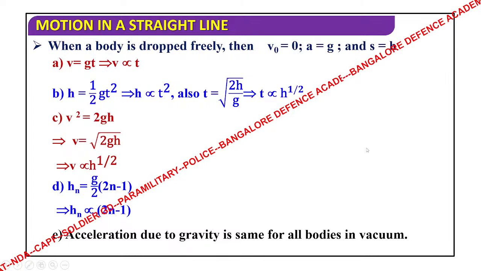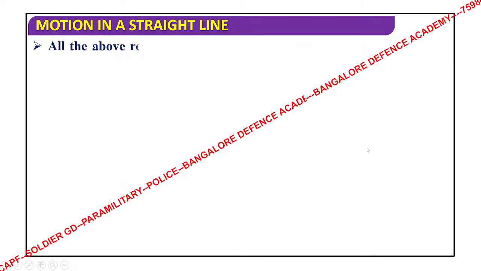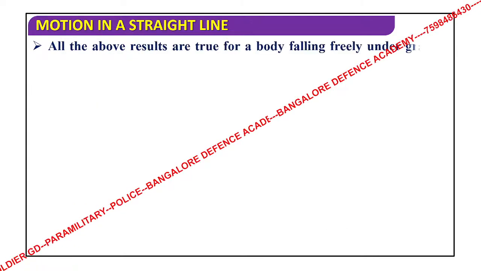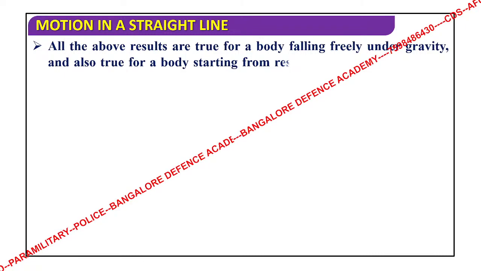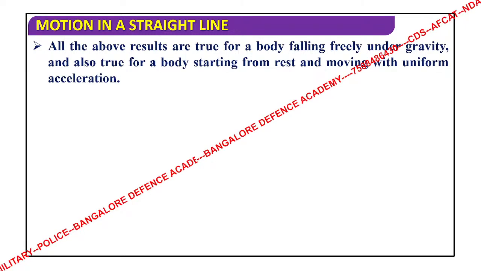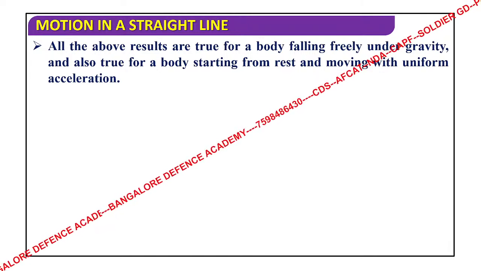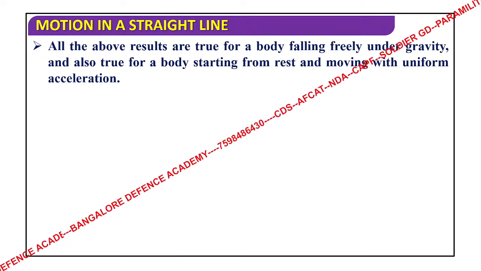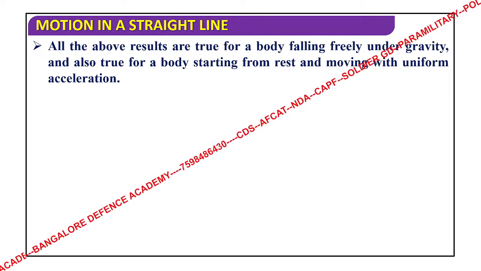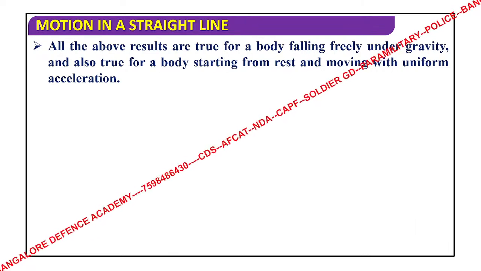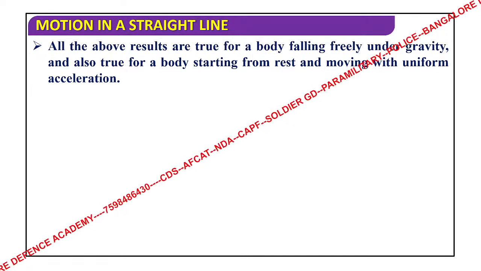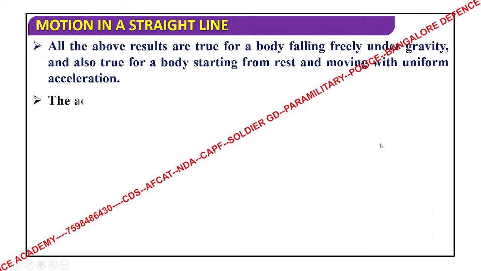Fine. I hope you have taken it down. Next. So all the above results are true for a body falling freely under gravity, and also true for a body starting from rest and moving with uniform acceleration. So all the formulas which you have written will be applicable for these cases: a body falling freely under gravity, and a body starting from rest and moving with a uniform acceleration.